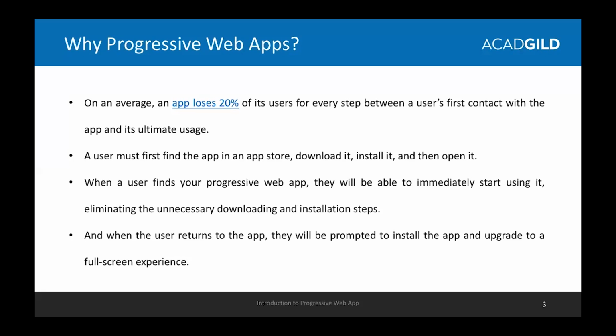Now, the problem that progressive web applications are trying to solve is that, on average, any app that you create is losing 20% of its users after the user first gets into your application and his ultimate usage. He gets in, registers, uses it, and after that, most of the time, a user is not coming back to your website. That is one reason which provoked people to develop something called a progressive web application.